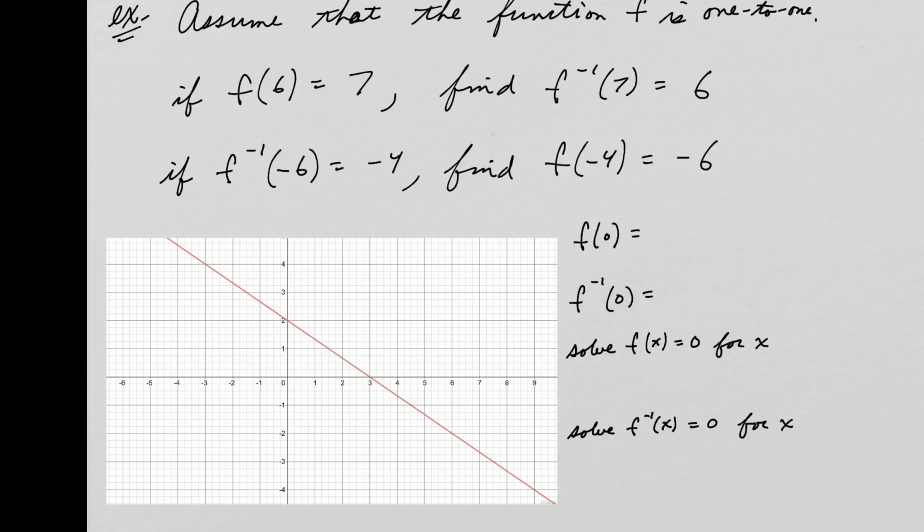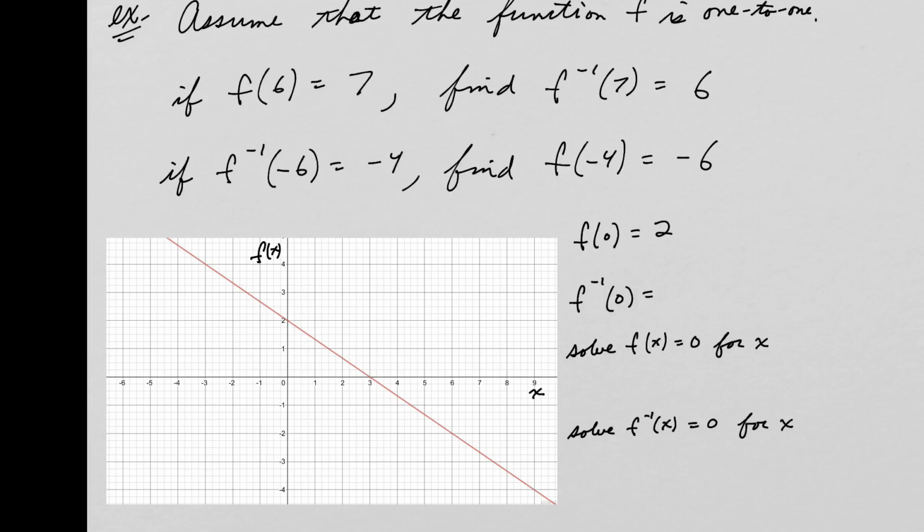So the input is the x-axis. The output is f of x, or you can call it y if you want. So if I want f of 0, it's saying my input is 0. What's the output? Well, in this case, if I go up to the graph, it's 2, right? So f of 0 is simply equal to 2.